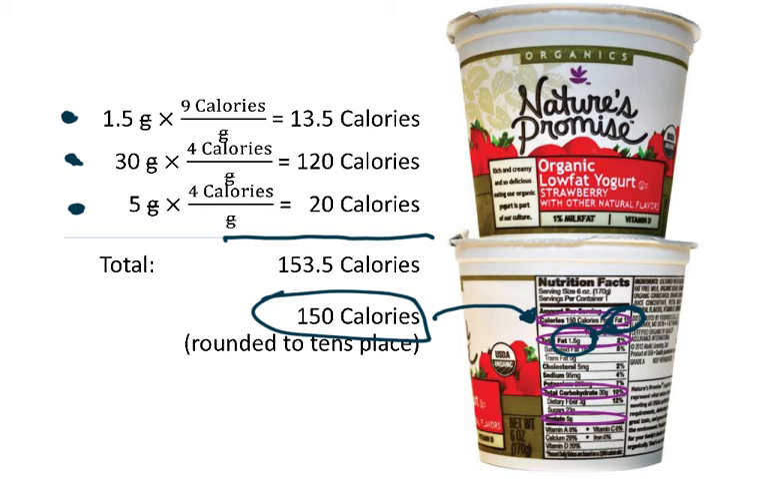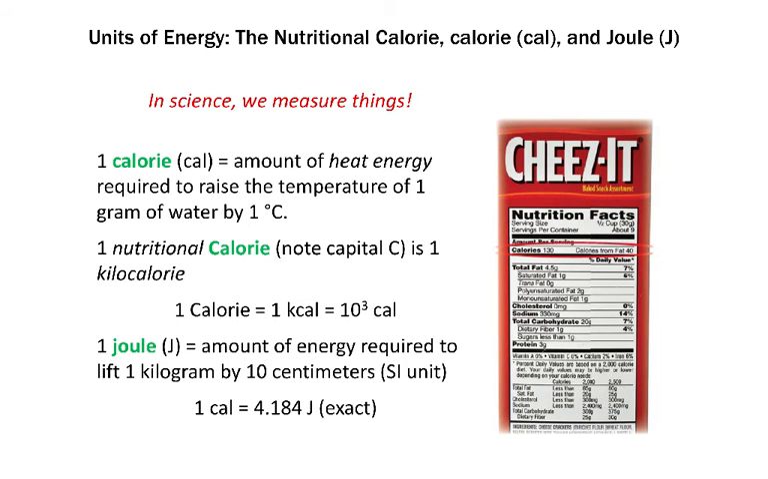Let's go back to that Cheez-Its label and see if we can verify this. Okay, yeah, so here total fat is 4.5 grams. It says calories from fat is 40. And if we did 4.5 times 9, it would be 40.5. And so it's rounded to 40.